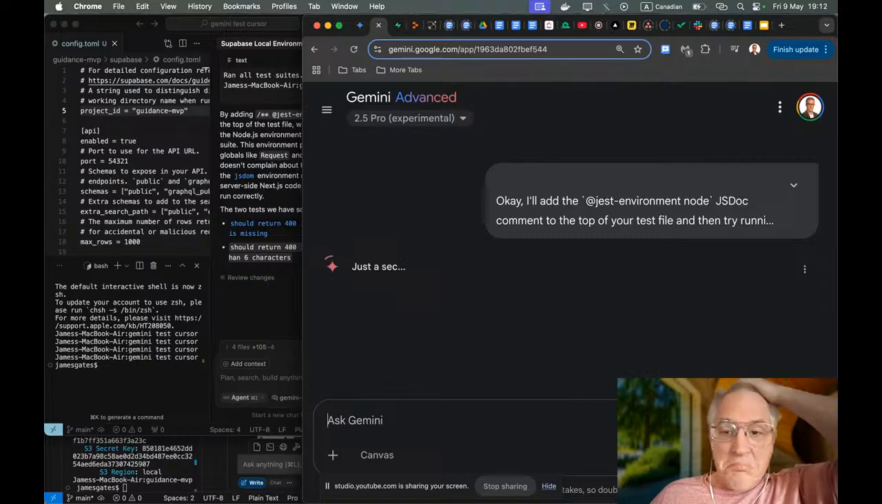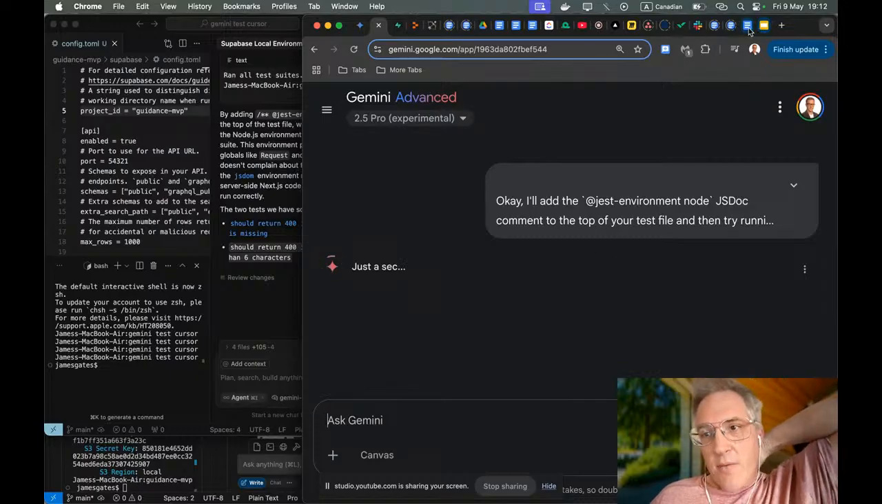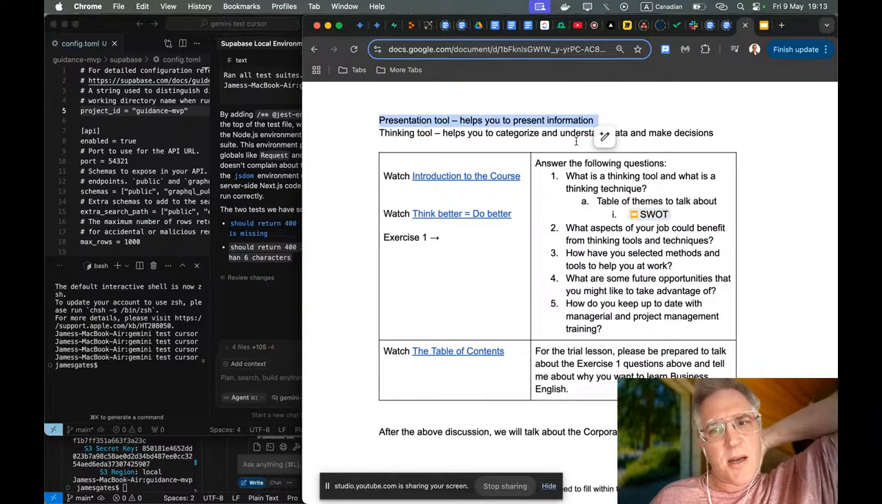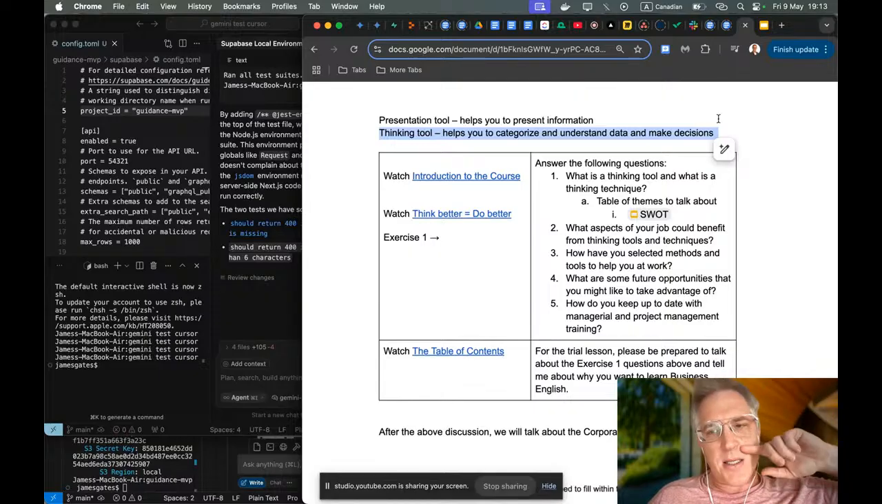So anyway, we have that conversation. It's usually just because I have to help them understand that a presentation tool helps you to present information, while a thinking tool helps you to categorize and understand data and make decisions.